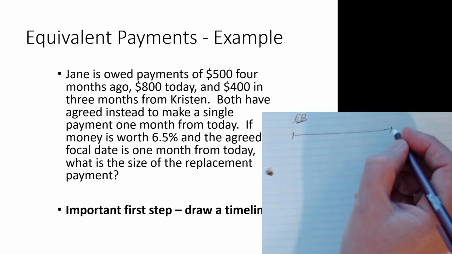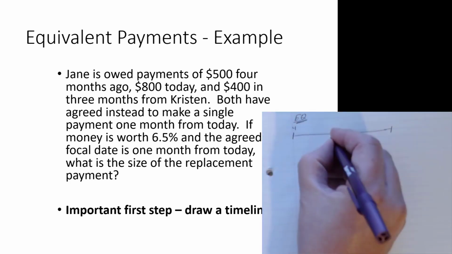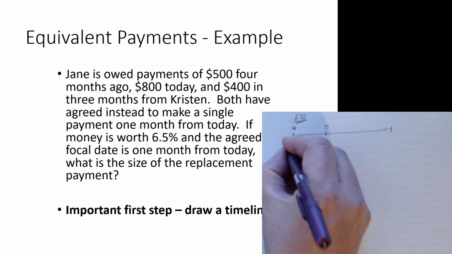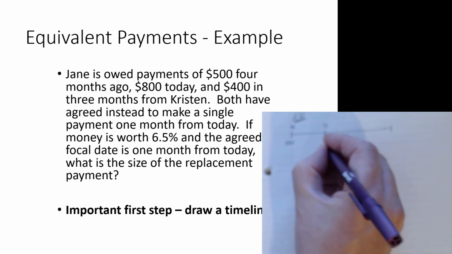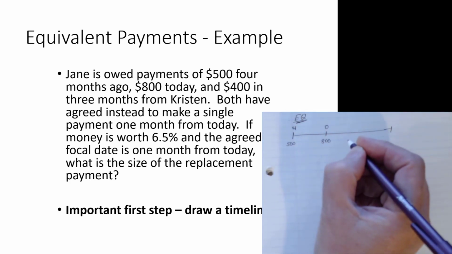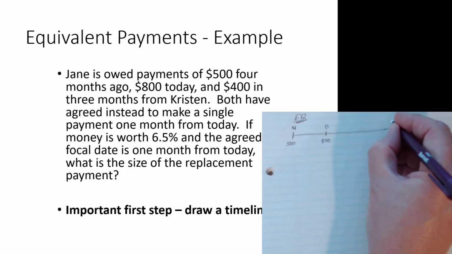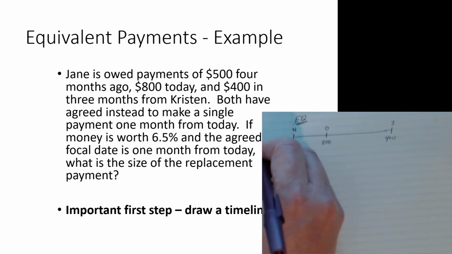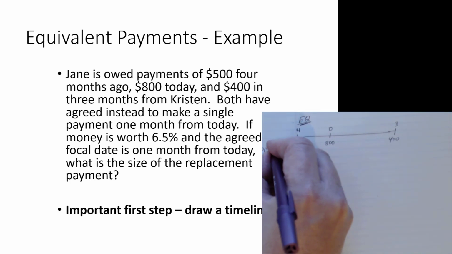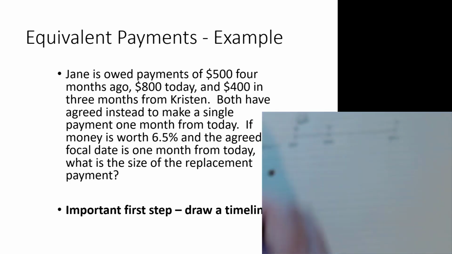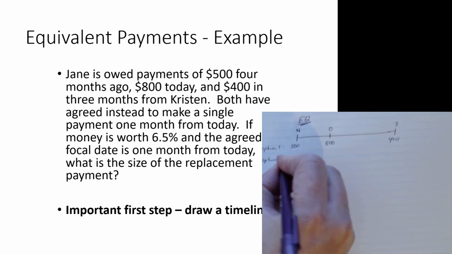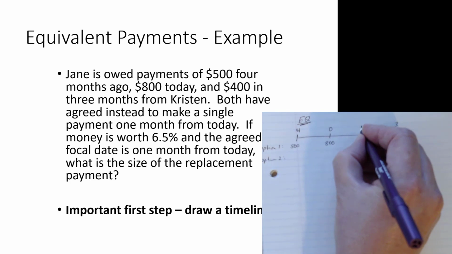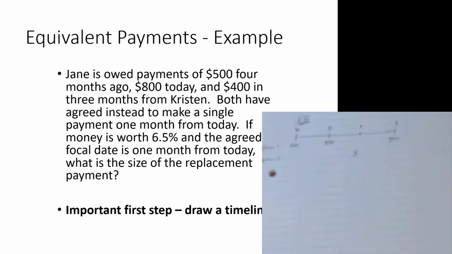So 4 months ago, 4 months from today. Today is the 0 point. I'll go back in time. Should have paid $500. $800 is supposed to be paid today. I'm guessing that Kristen is not going to be able to make that. And $400 in 3 months. So not quite to scale, but I think you get the idea. Okay, so we could call that option 1. We have another option. I'll put it on a different line, option 2. And option 2 is to make a single payment 1 month from today. 1 month, single payment. Don't know what that is.